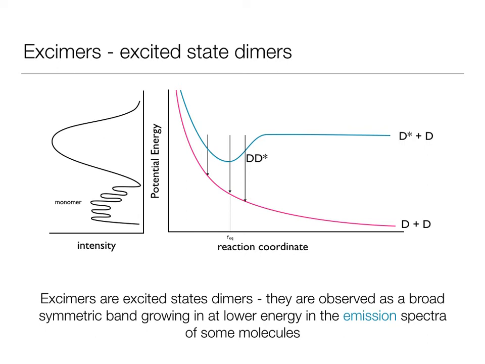I see excimers in the emission spectra of things, but I never see them in the absorption, because absorption always happens from the monomer. The molecules are not stable as a dimer in the ground state. So the absorption spectra is unchanged.